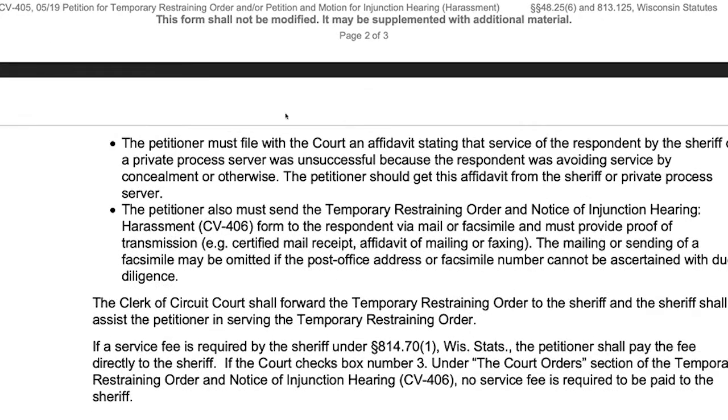And what you do is you file with the court an affidavit stating that service by the sheriff or your private process server was unsuccessful because the respondent was either avoiding service by concealment or otherwise. You just can't get them served. You'll get an affidavit from the sheriff or your private process server saying that they could not complete service.